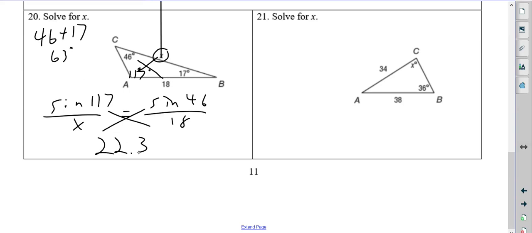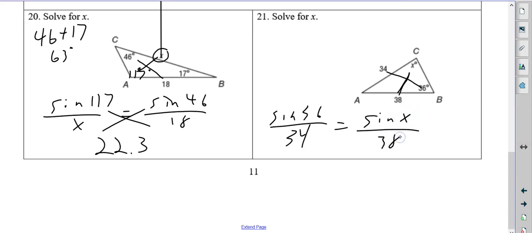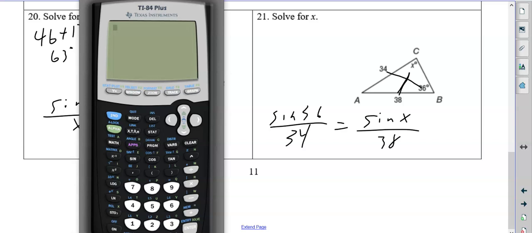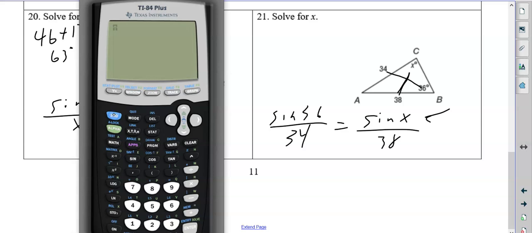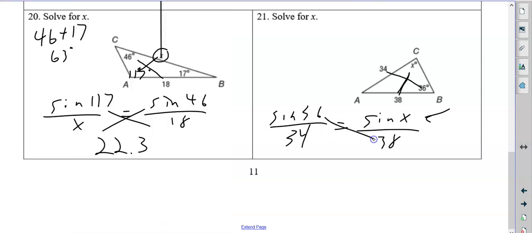Right? So we're trying to find that angle, x. We have these two. So sine of 36 over 34 equals sine of x over 38. All right, there's two ways to go about this. Whenever we're trying to find an angle, we always have to use second whatever. So in this case, second sine. And then it's just cross multiply and divide.